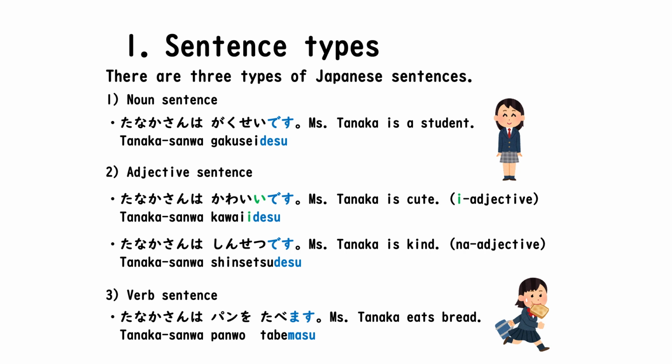Finally, let's look at verb sentences. In a verb sentence, a verb is the predicate. In the sentence, 田中さんはパンを食べます means Tanaka eats bread. The verb 食べます (eat) at the end of the sentence is the predicate. Here, the end of the verb sentence is ます. In this way, basic Japanese sentences consist of three types: noun, adjective, and verb sentences.